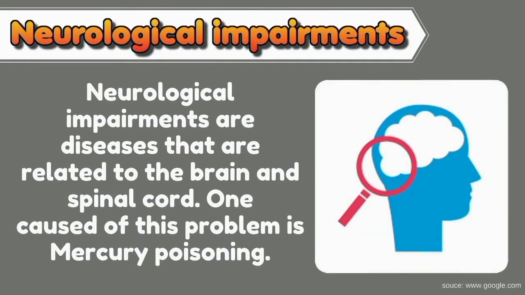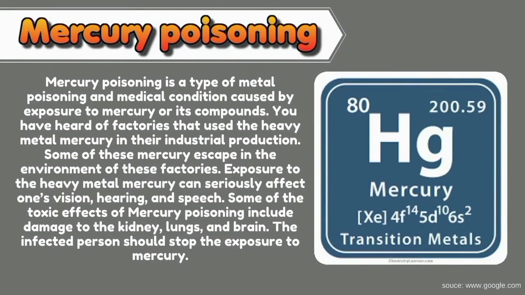Neurological impairments. Kapag sinabing neurological impairments, ito ay uri ng sakit na may kinalaman sa ating utak at spinal cord. One cause of this problem is mercury poisoning. Ang mercury ay isang uri ng nakalalason na likidong metal. Ang ilan sa maaaring maging epekto nito sa atin ay pagkabulag, pagkabingi, at pagkapipi. At ang ilan sa pinaka-extreme na epekto nito ay maaaring makasira ng ating atay, ng ating baga, at ng ating utak.